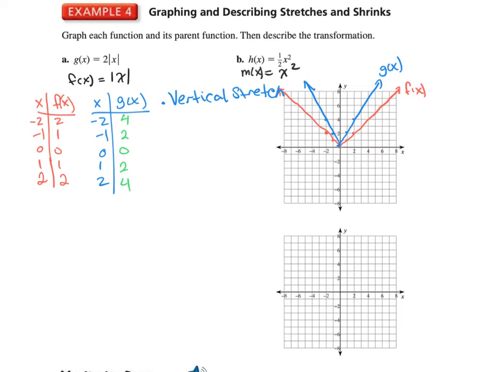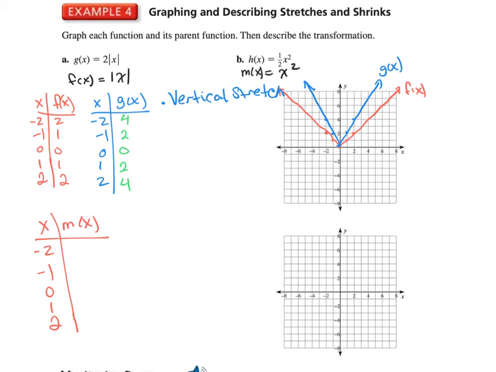So let's do a t-chart if you're not sure what that looks like. So x, m of x. So the red is going to be the parent function. I'm going to use the same points, -2, -1, 0, 1, and 2. And notice that I'm just squaring my x values. That's all you have to do. So I'm going to come down here. I'm going to square each one of these.